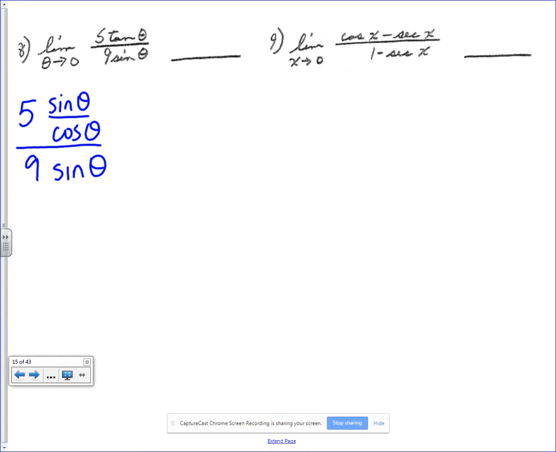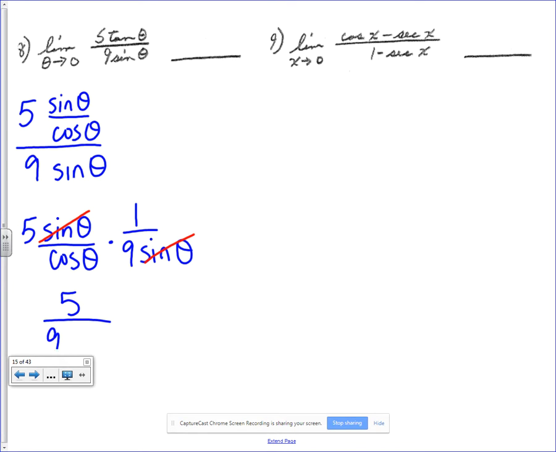Okay, so now if I multiply by the reciprocal, these will cancel. And I'm left with, and now if I plug in 0, cos of 0 is 1, I get a final answer of that.